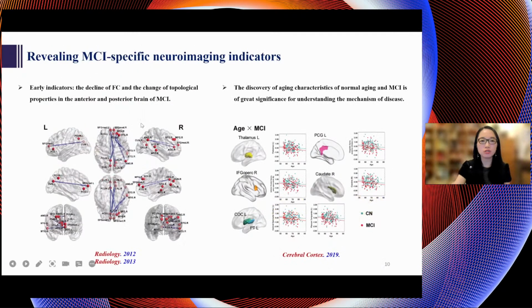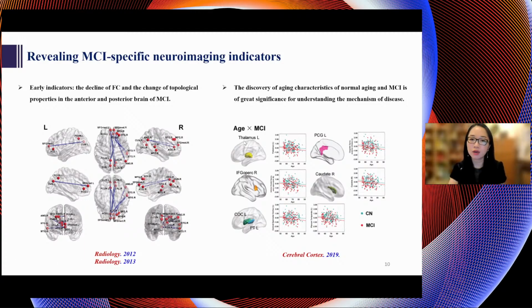And the other one is to study the MCI-specific neuroimaging indicators. We're using functional MRI, and we studied the DMN network, and we found deactivation in the whole DMN network, especially from the anterior to the posterior part. The functional connectivity decreased significantly, especially in the right hemisphere during the episodic activation task.